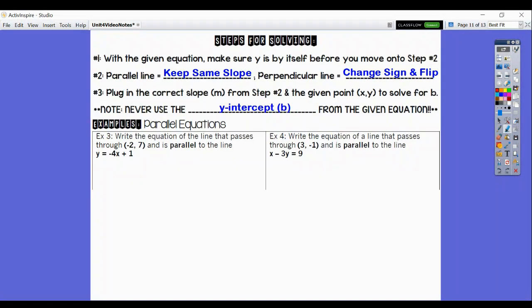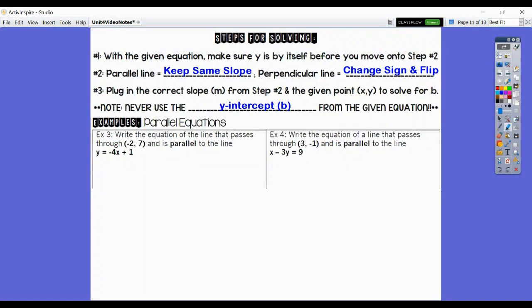Now let's actually get to writing these parallel and perpendicular equations. For our steps for solving, we have step number 1. With the given equation, make sure the y is by itself before you move on to step number 2. Highlight that y, that is so important. We'll highlight it in each problem to see if it's alone or not.